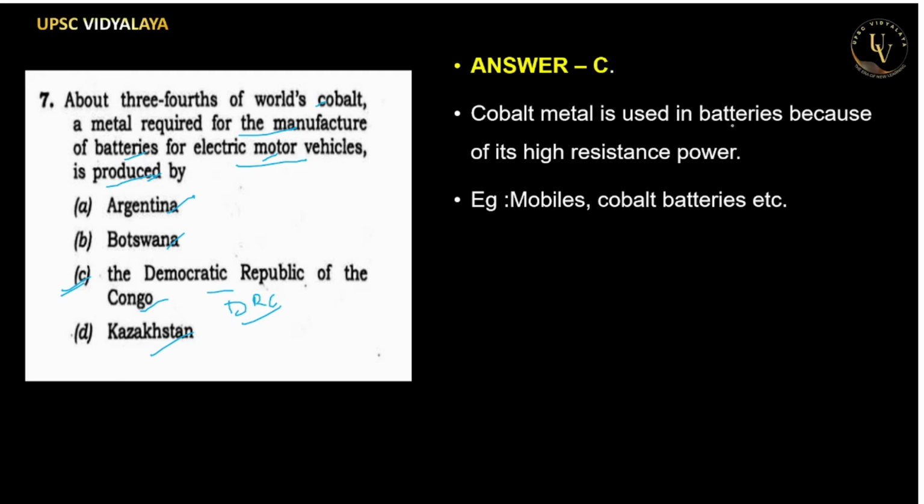Cobalt metal is used in batteries because of its high resistance power. And in electric motor vehicles, what do we use? Batteries. So in this respect, cobalt became important for UPSC. For example, this cobalt metal is used in mobiles, cobalt batteries, etc.